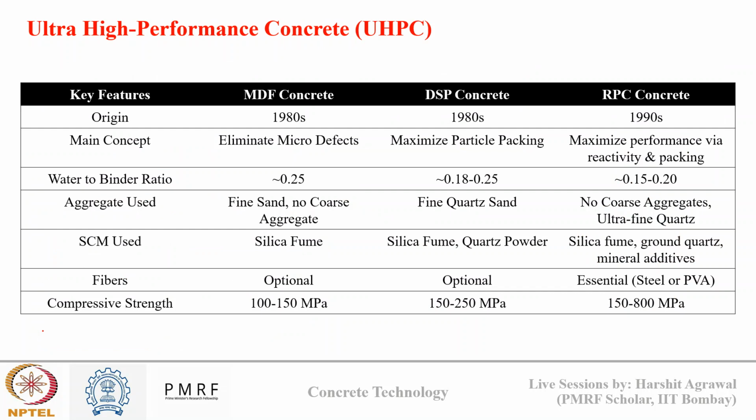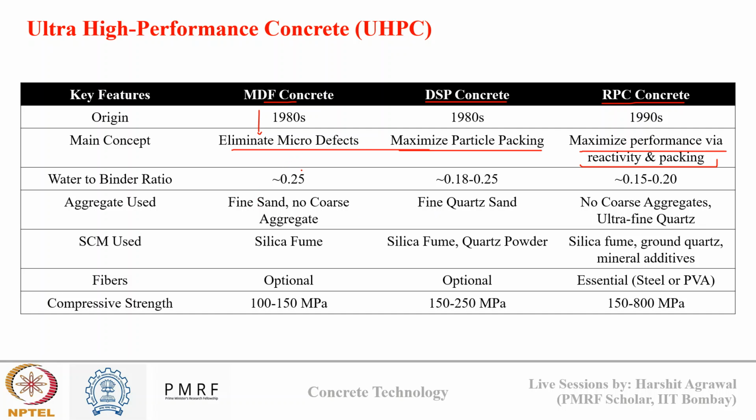So since we have talked about all these three categories of UHPC, let's see how they compare to each other. First, the basic idea in all is the same: to make the concrete denser. However, if we talk about different key features on which these three categories of UHPC can be compared, in terms of origin, MDF came first, then DSP came, and then RPC came. The main concept in MDF is eliminating the micro defect, while in DSP it is maximizing the particle packing, and in RPC it is maximizing the performance by both reactivity and packing.